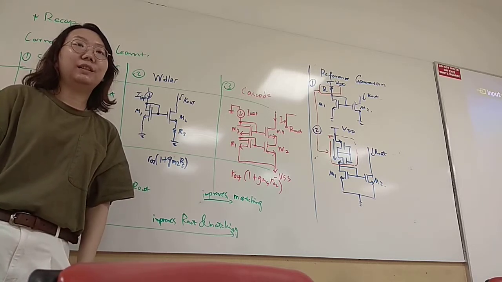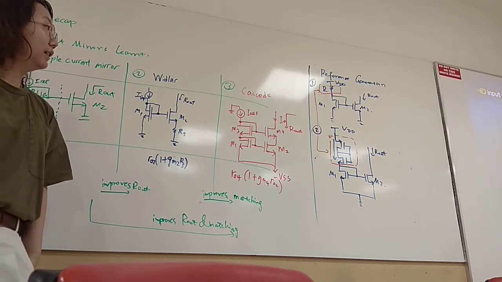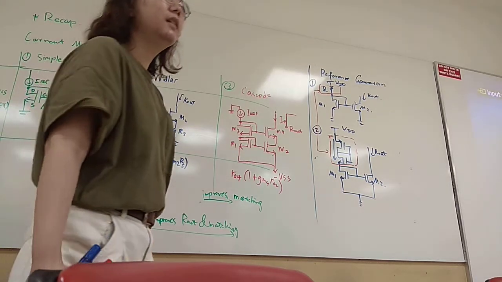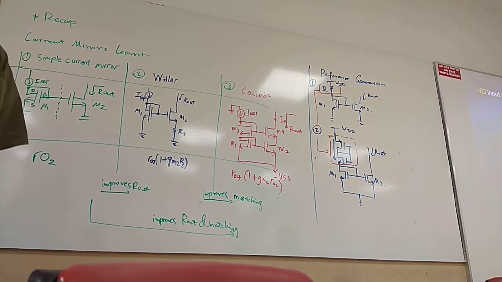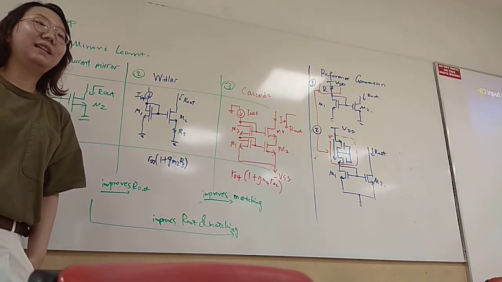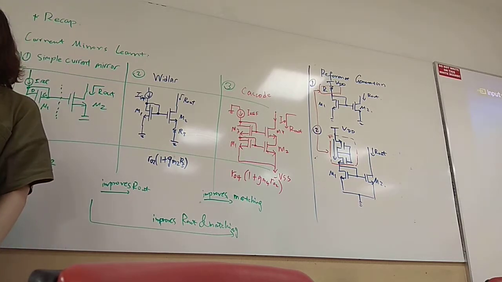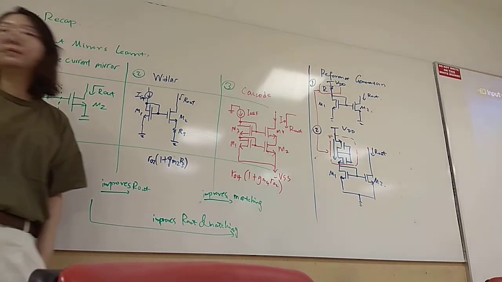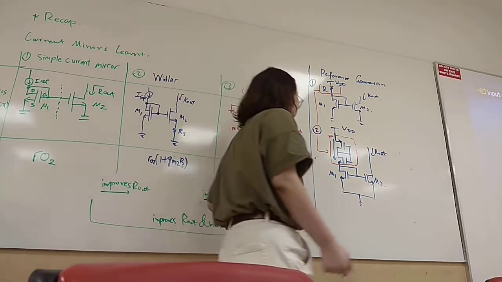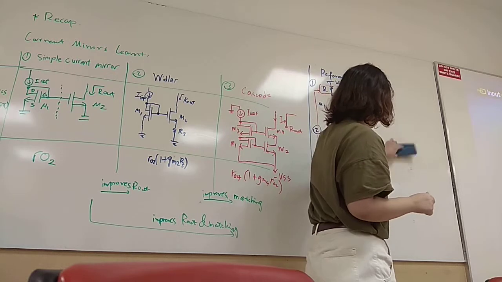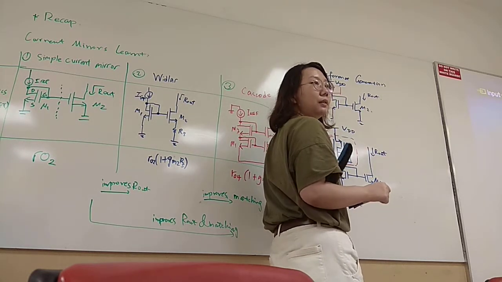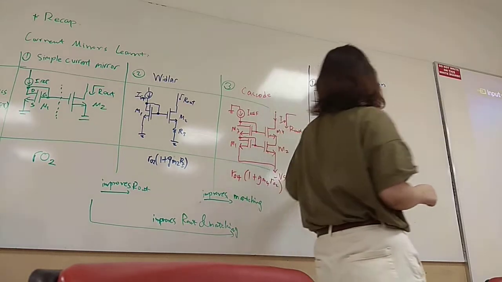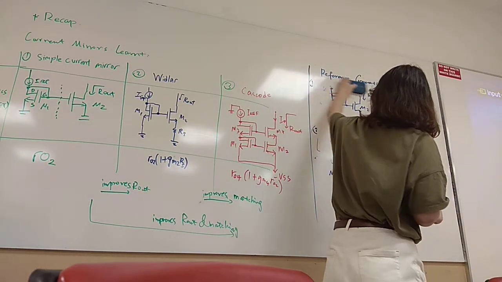Cascode? No. The Widlar thing? The Widlar current source? It's actually not the Widlar thing. Your notes are a bit confusing, but can I erase these two? It's actually inside the notes.